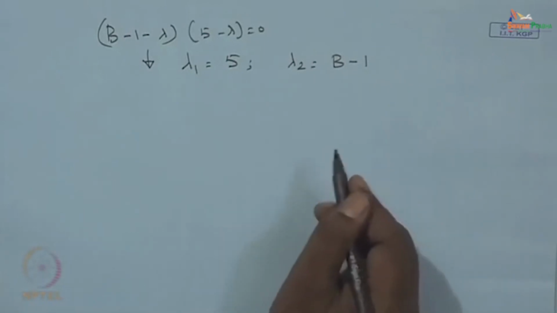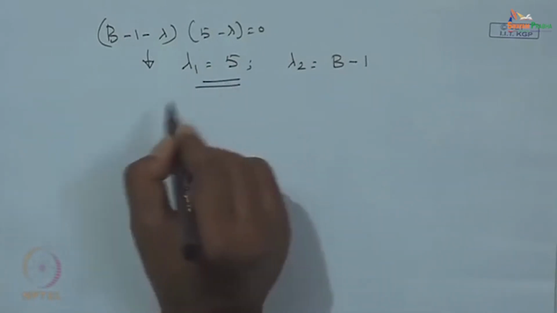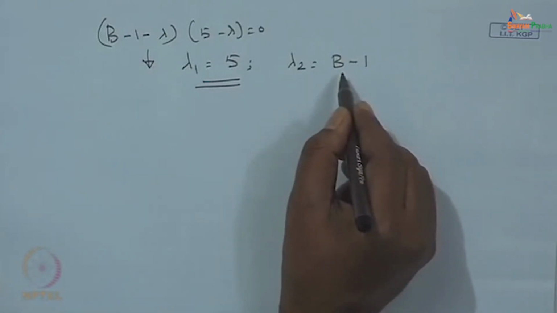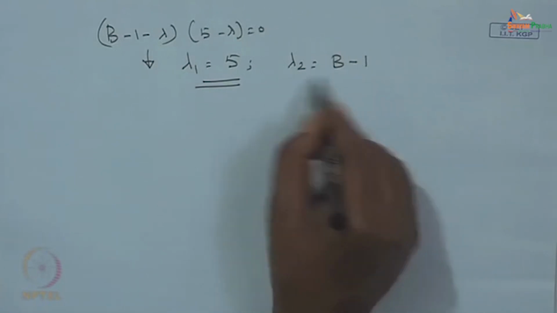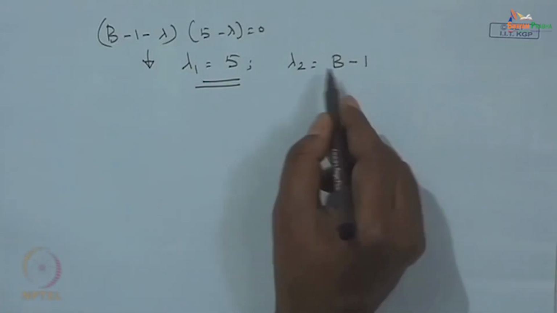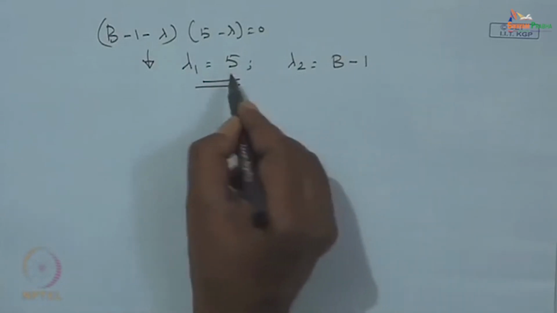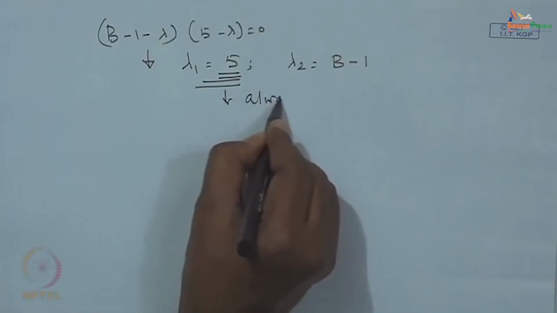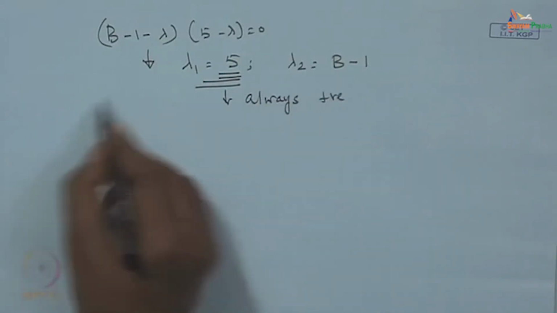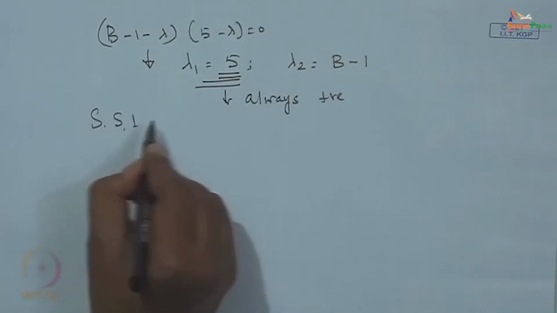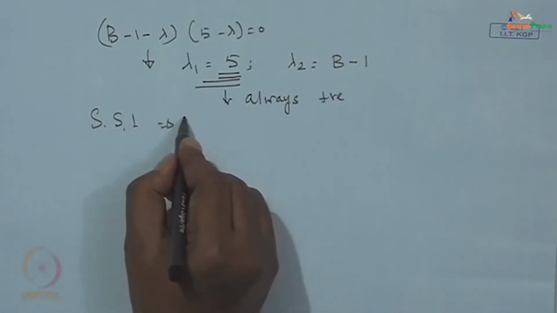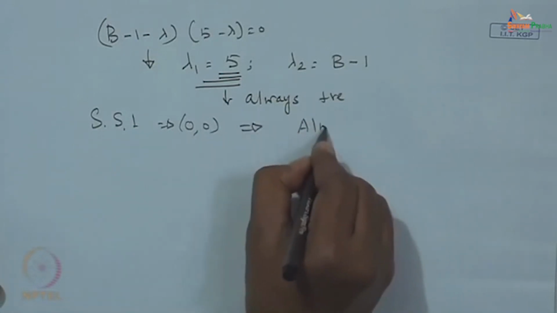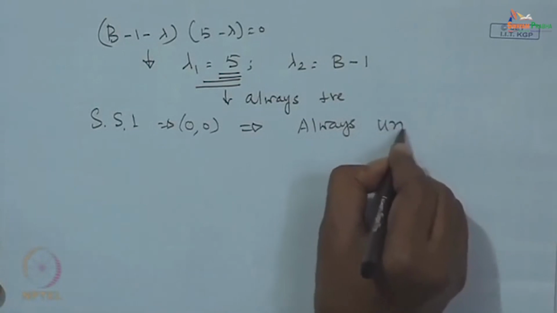Now, since one root is always positive, depending on the value of b, lambda 2 can be positive or negative. For b less than 1, lambda 2 is negative, for b greater than 1, lambda 2 is positive. So, it does not matter, because the other root is always positive. So, this is always positive, that means the steady state 1, that is (0, 0), is always an unstable steady state.